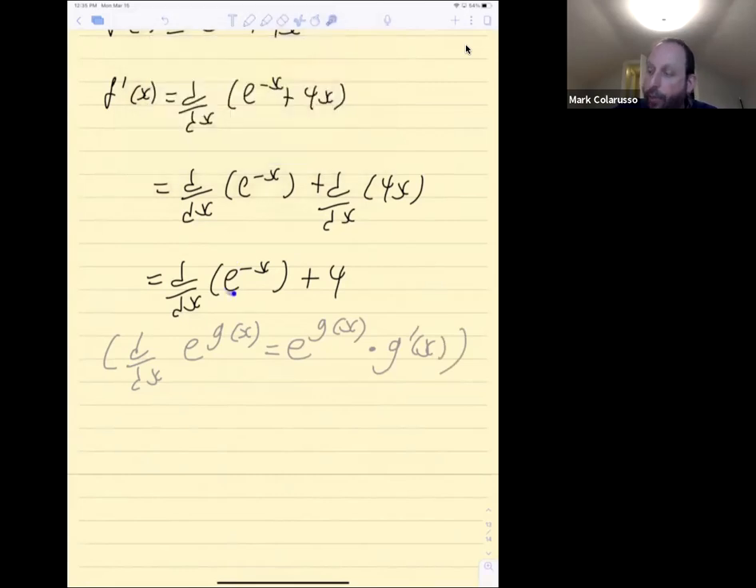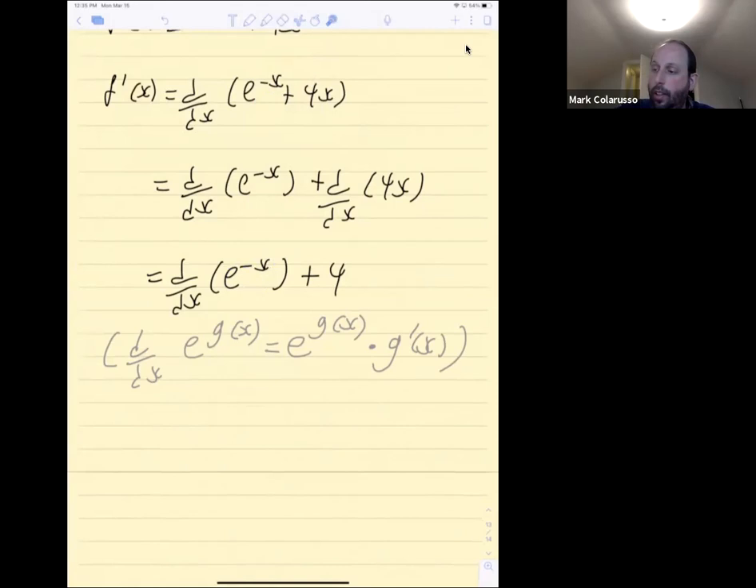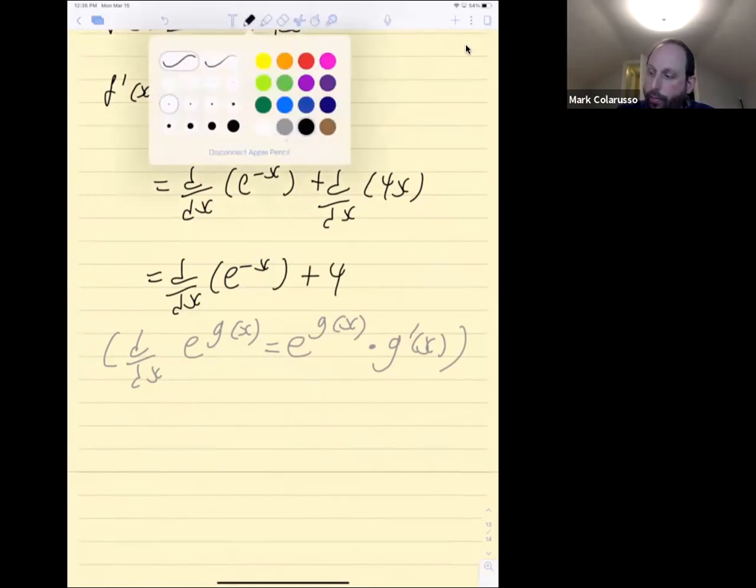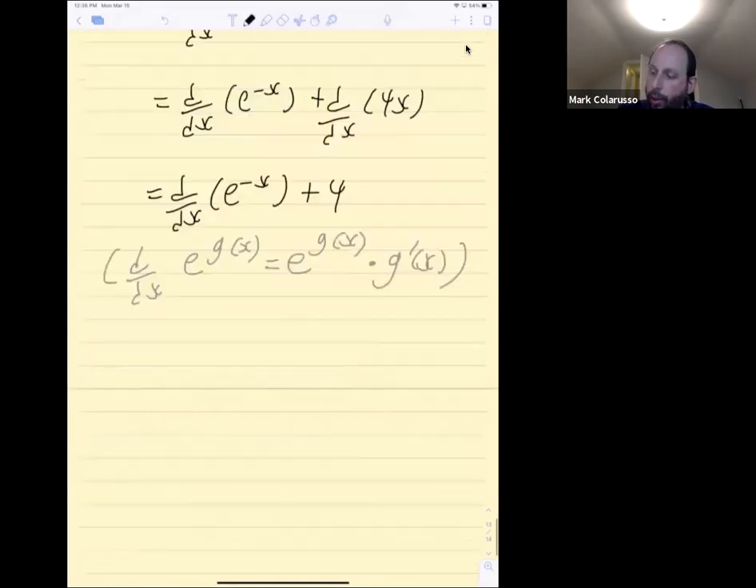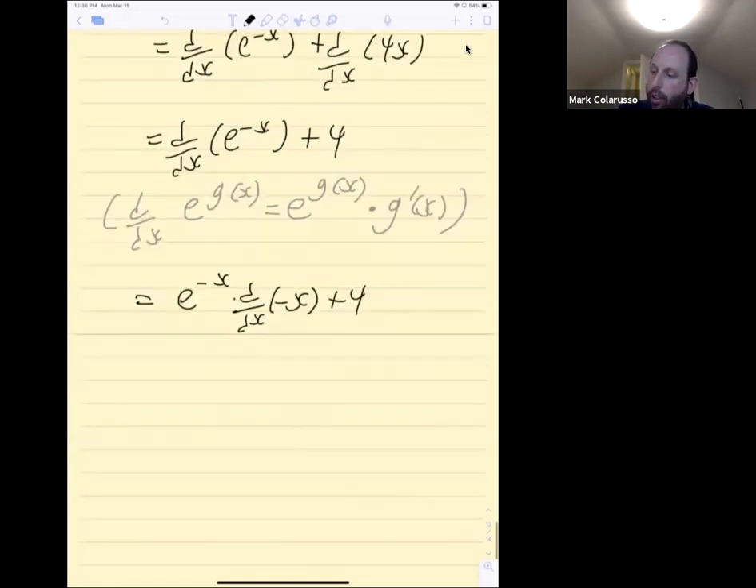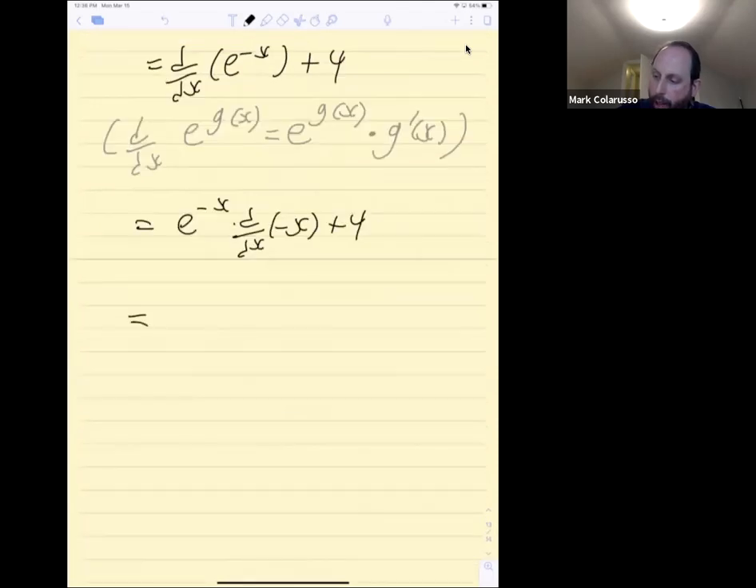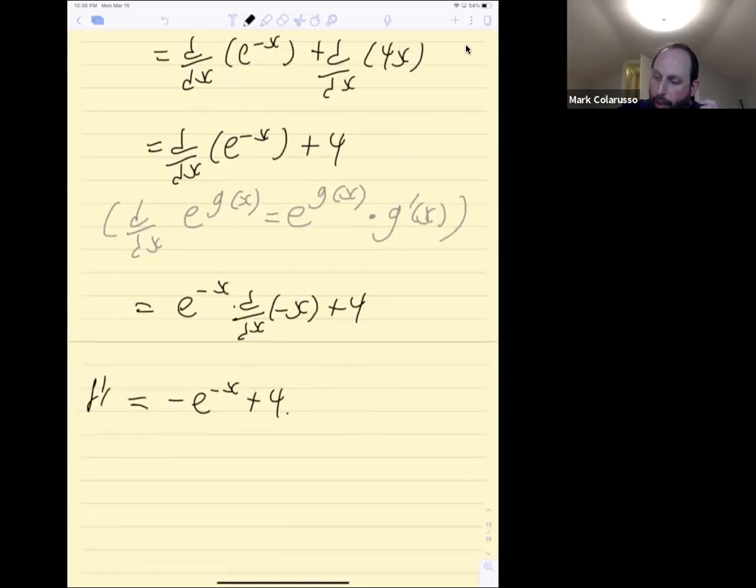This is relatively easy because the inner function is just minus x, right? So the derivative of the inner in our case will simply be minus 1, but I'll write it out. So this is equal to e to the minus x times the derivative of minus x, plus 4. And so this is minus e to the minus x plus 4. And so that's the f prime at x.